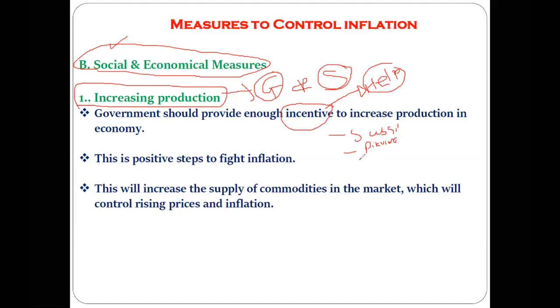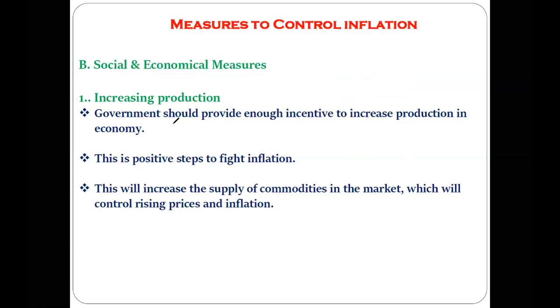Then government can encourage the farmers to take more production through giving these different kinds of help, incentive, providing the guidance on which kind of crop farmers should take. By doing this kind of things, government can encourage the farmers to increase the production. So this is the most positive step to fight the inflation. That is what? To increase the production.